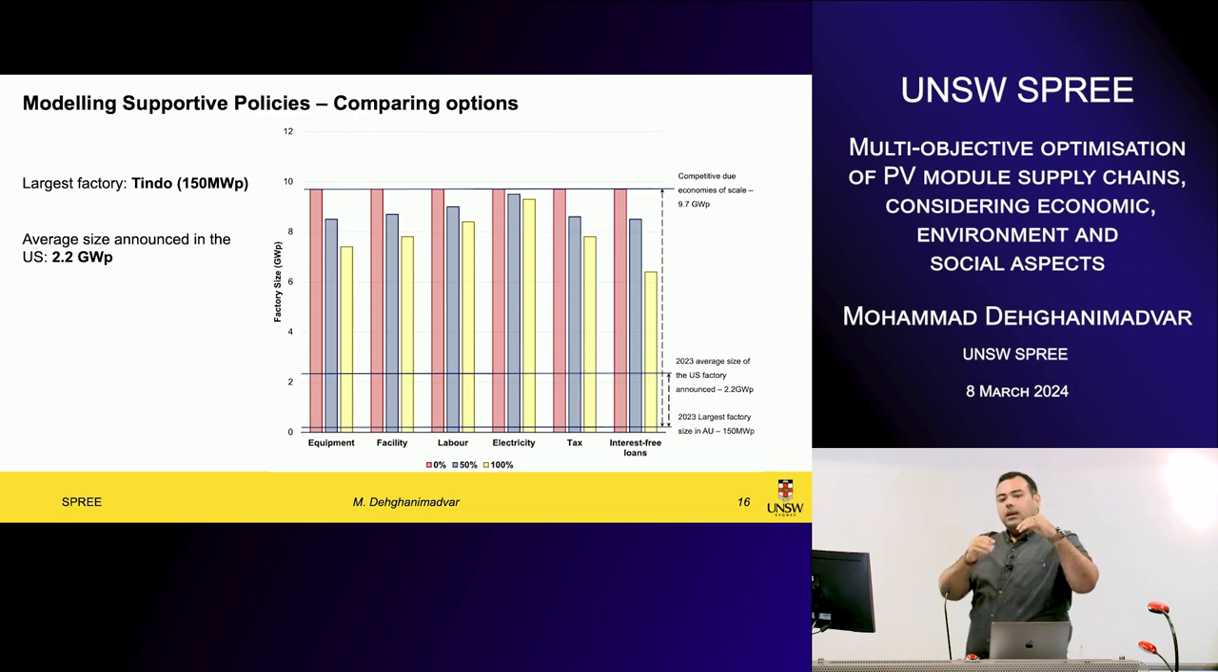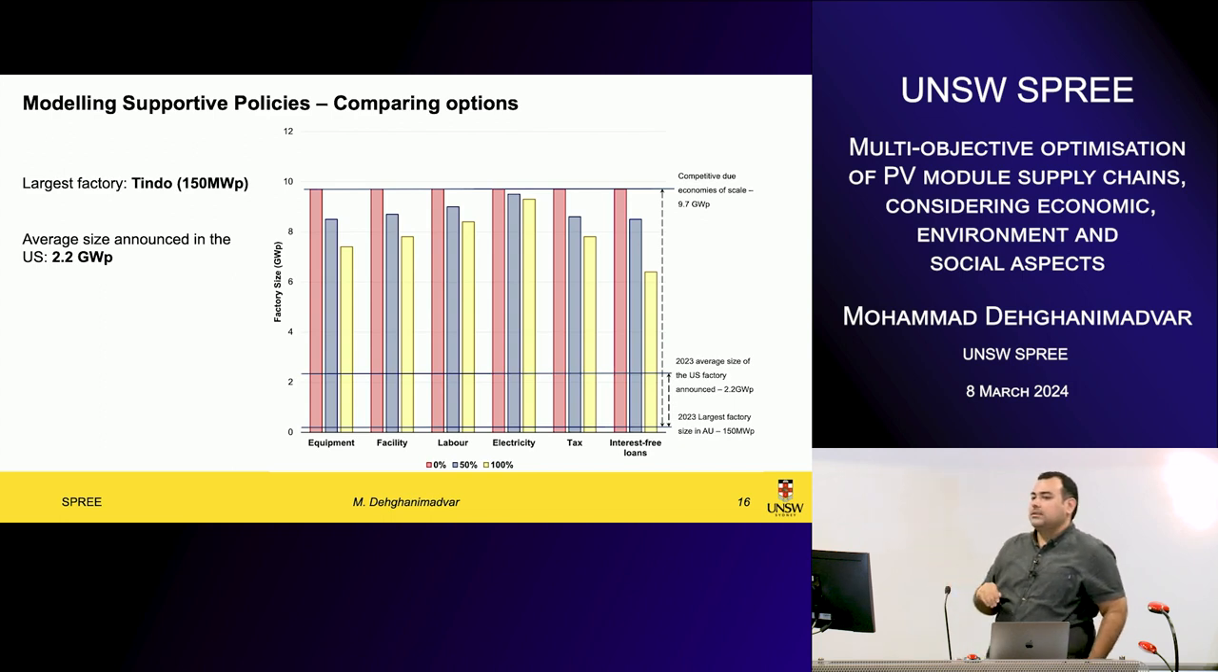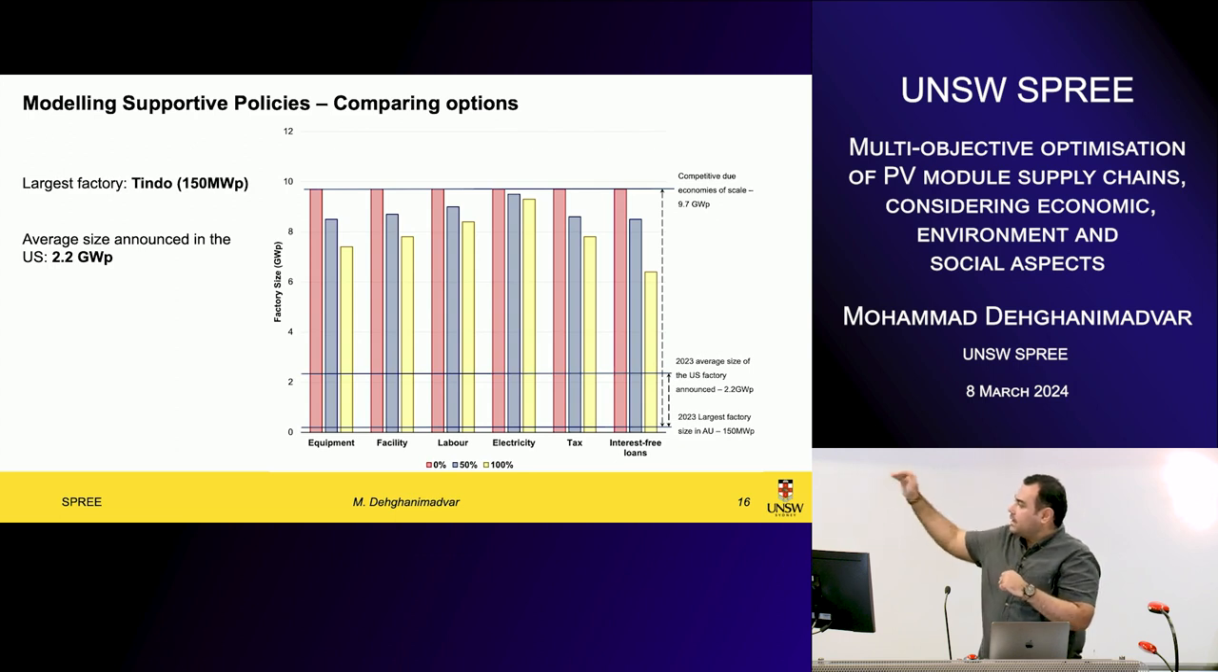So you can see each of them is not enough, if they act separately, to completely bridge the price gap that we were talking about. In Australia, you can see we have Tindo with a nominal capacity of 150. And this is the average announced production capacity in the US, which is about 2.2 gigawatt. So if, for example, we only rely on equipment incentives, we need to have 7.5 gigawatt production capacity per year to be competitive on average.